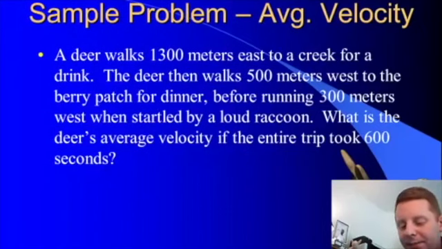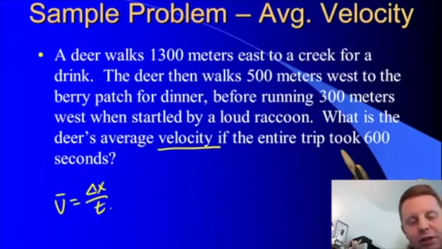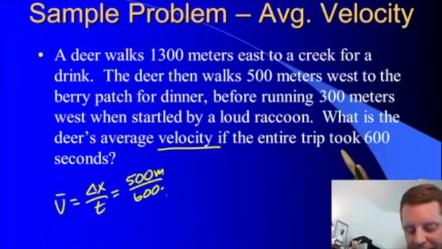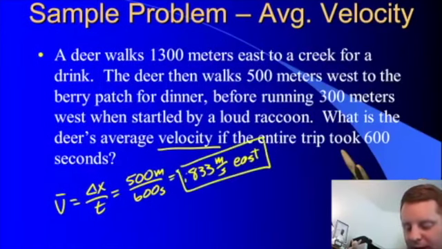So, same problem again. Now our deer walks 1,300 meters east, then 500 west, then 300 west. What's the deer's average velocity if the entire trip took 600 seconds? Well, average velocity was our change in position, or our displacement over time, which we said was 500 meters east over 600 seconds, or 0.833 meters per second. And since it's a vector, we have to give it a direction: east. 0.833 meters per second east.